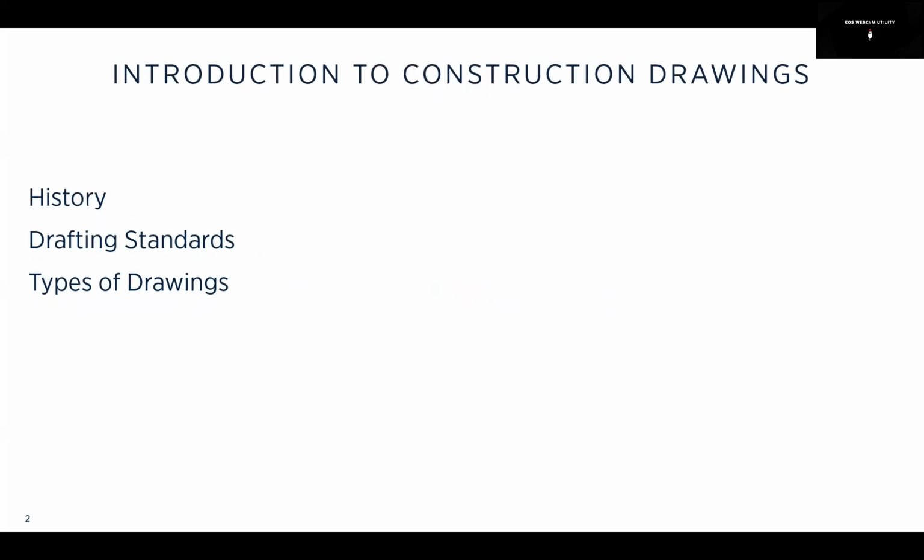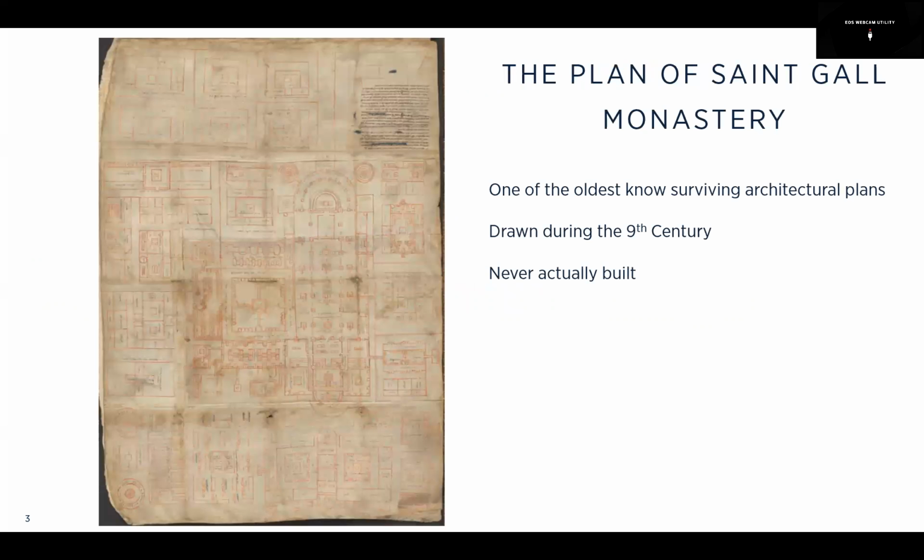We're going to talk about plans. So, history of construction drawings. We looked at this in the very beginning. This is the plan of St. Gall Monastery. This is the oldest surviving architectural plan we have. It was drawn in the 19th century, and it was never actually built, unfortunately. I'm sure it would have been a very awesome drawing or building. The crazy thing about this drawing is it actually shows buildings and gardens on the same drawing, but usually they don't. Usually it's one or the other, but that's all right. It's a great drawing.